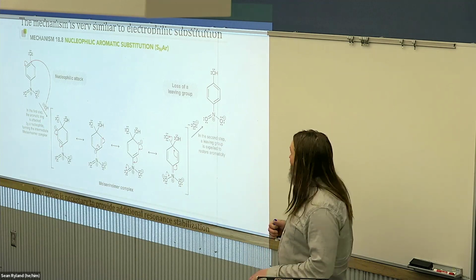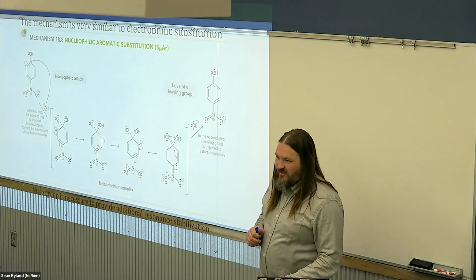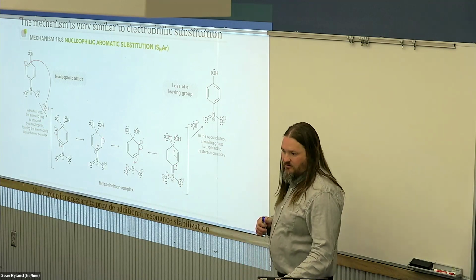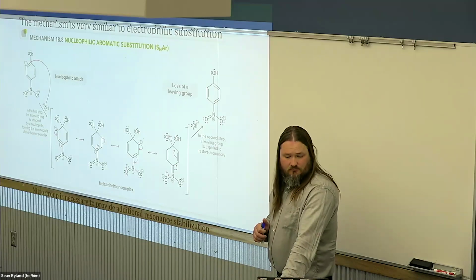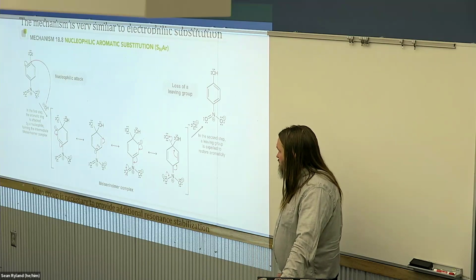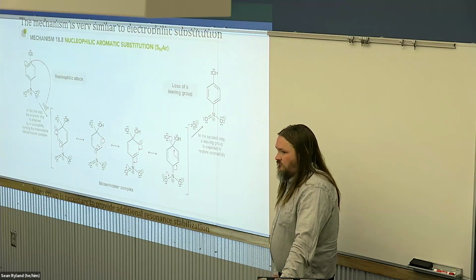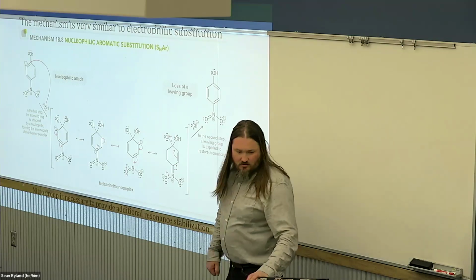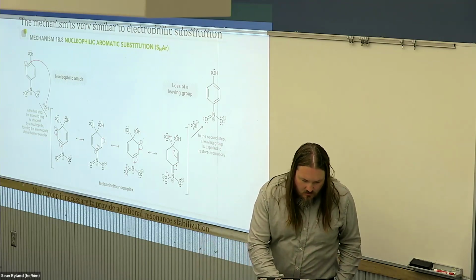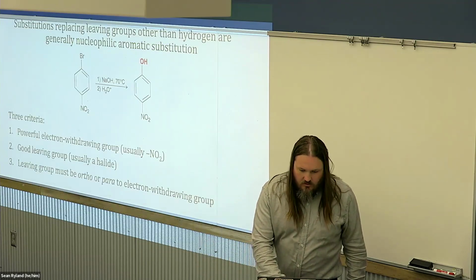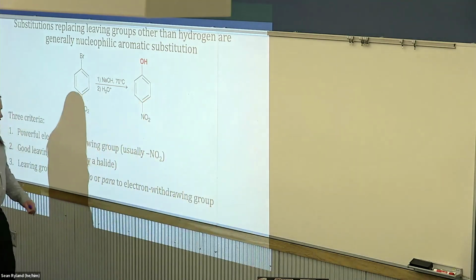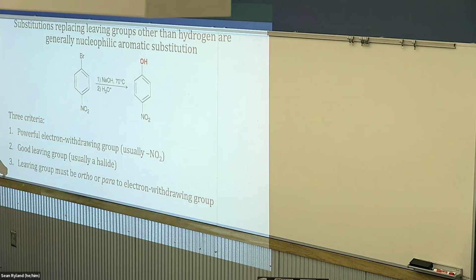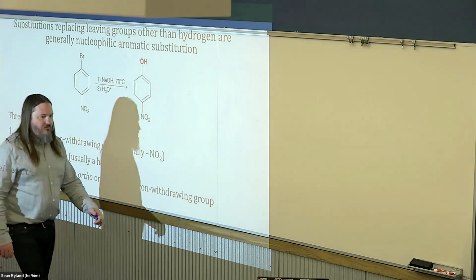Simple enough, right? The big trick is remembering all those caveats. Where again, you need a strong electron withdrawing group in the ortho or para position, and you have to have a good leaving group, meaning a halogen for the most part.